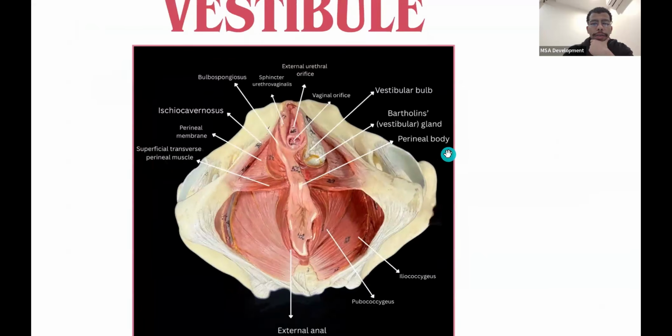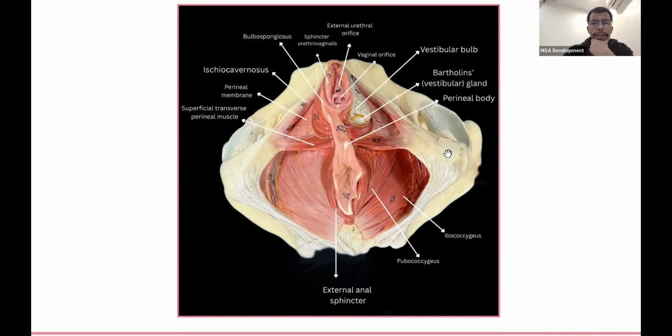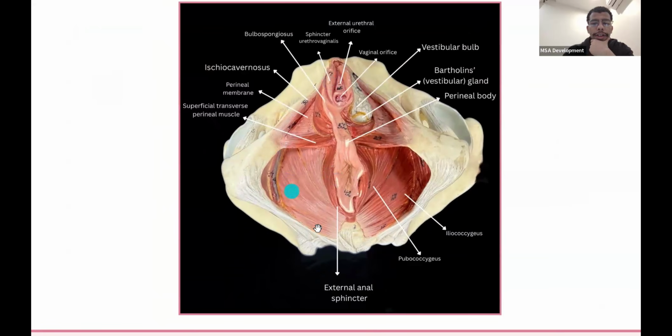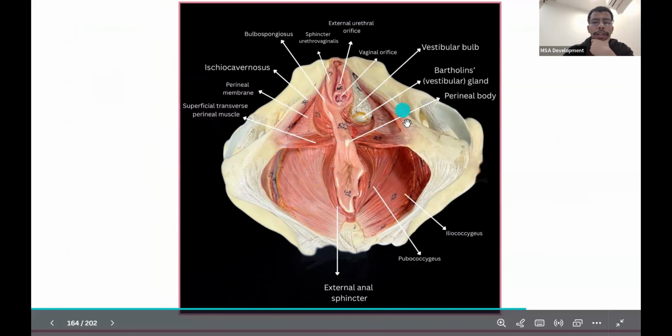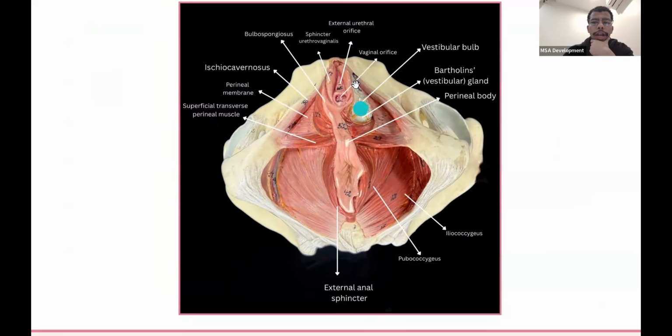Next up, we have another model. This is everything all together. These are the pelvic diaphragm muscles. Then here we have the urogenital triangle. Then we have the vestibular bulb. We have the Bartholin's gland. This is also the perineal body, which we mentioned. What else? Bulbospongiosus.